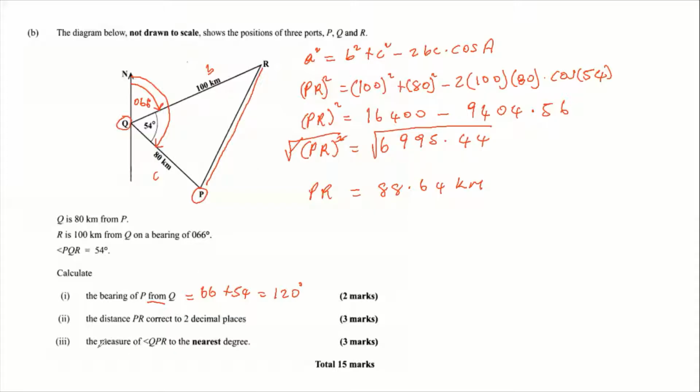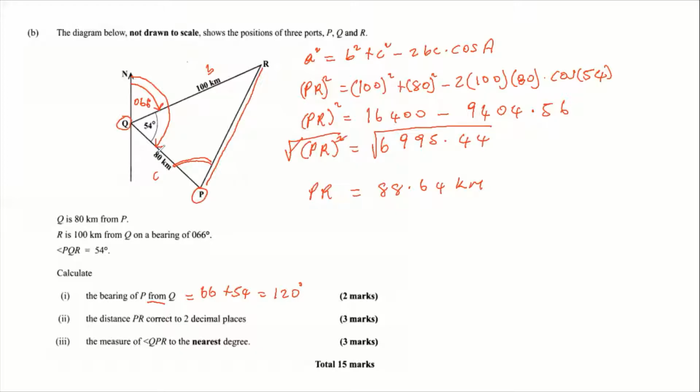Now we're asked to determine the measure of angle QPR to the nearest degree. So first we need to identify that angle QPR. So that's QPR, which is this angle here. That's the angle that we want to find. Now, note that the cosine formula is on the front page. It's in your booklet, you are given these formulas.